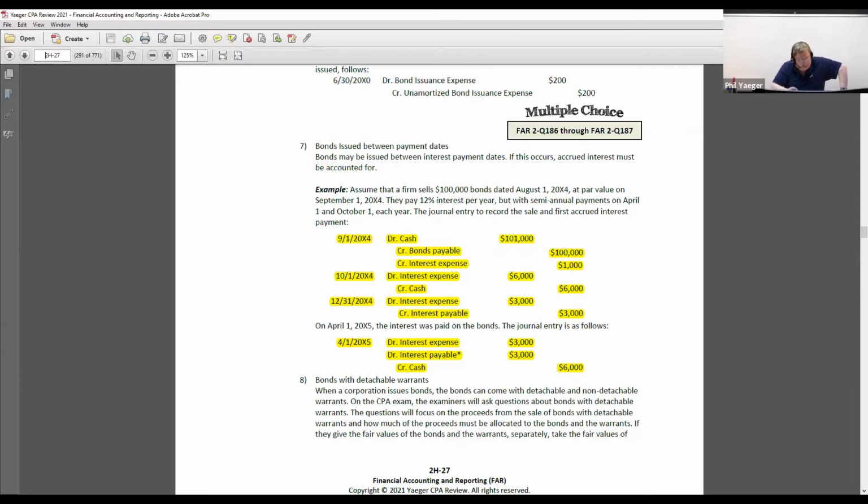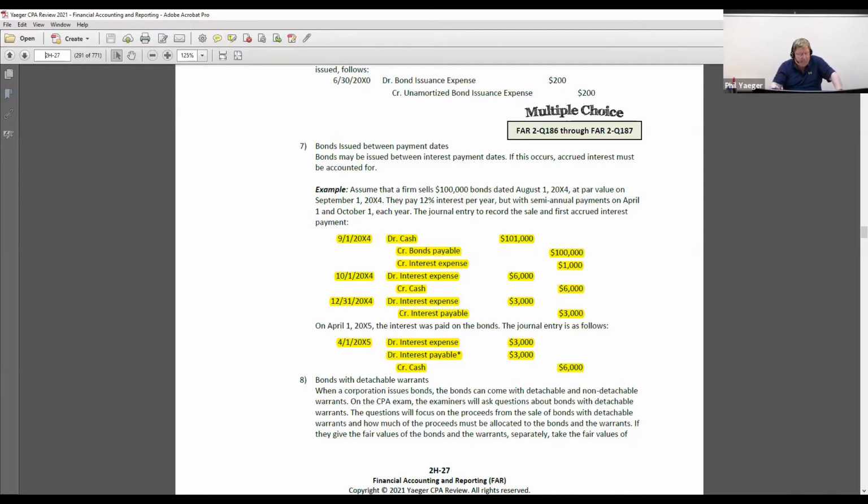Now, when did they sell the bonds? The date of the bonds is August 1st, but they sold them September 1st. So they're basically going to receive cash. They'll debit cash for 100,000 on September 1st, and they'll credit bonds payable of 100,000. There's no discount or premium because they were sold at par value.